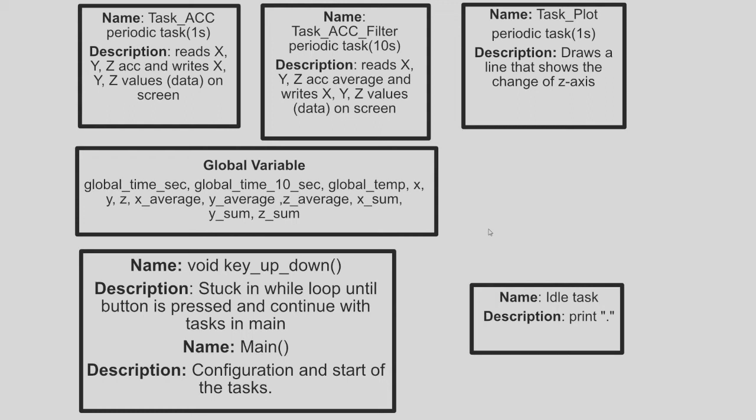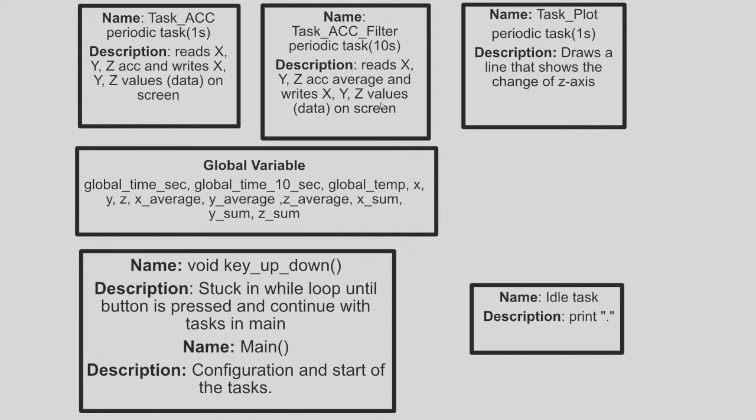Here we have the architecture for C-Task 14. We have a task ACC, priority kit task 1 second. It reads X, Y, and Z accelerometer and writes X and Z values on the screen. We have the task ACC filter, priority task 10 seconds, reads X and Y, Z accelerometer average.